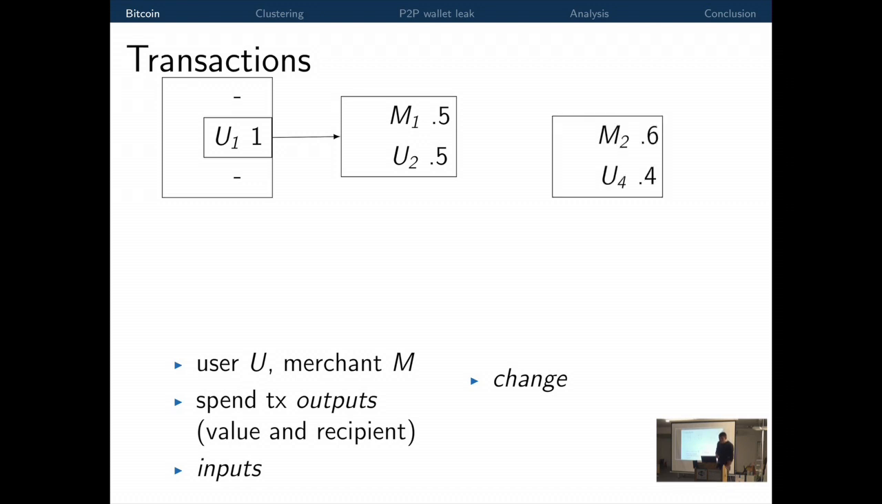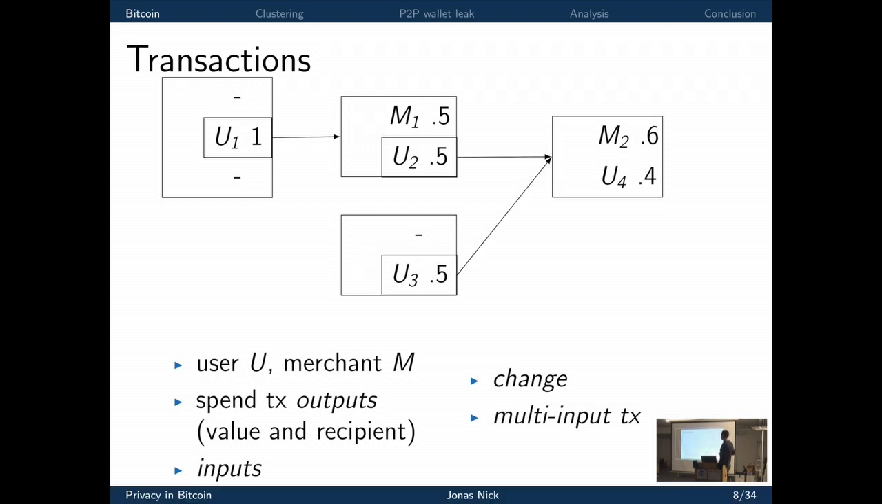Okay, so now the user wants to send 0.6 Bitcoin to the merchant. But in this output there's only 0.5 Bitcoin available. So, luckily, there's another output of the user in another transaction with 0.5 Bitcoin. And now what the user can do is spend both of them at once in a so-called multi-input transaction. So this now is a multi-input transaction.